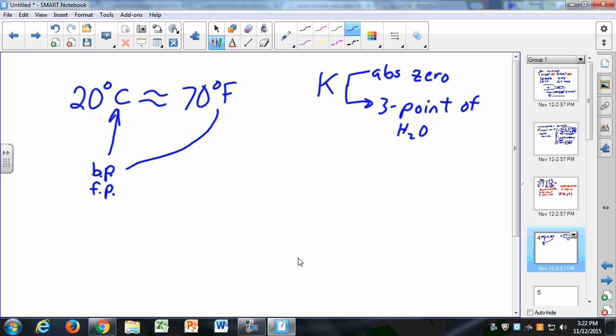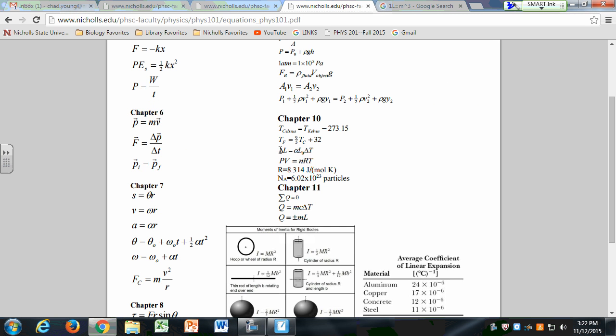That's okay. All right. So you need to know those temperature scales and how to convert back and forth between them. Those equations are here: how to go from Celsius to Kelvin, and how to go from Fahrenheit to centigrade or Celsius, and vice versa. Okay? You okay on the temperature scales? I think that's about it.